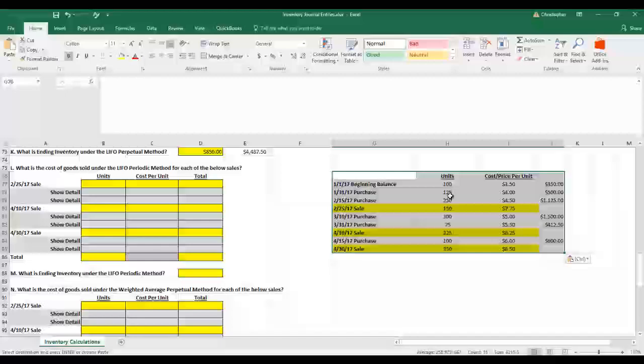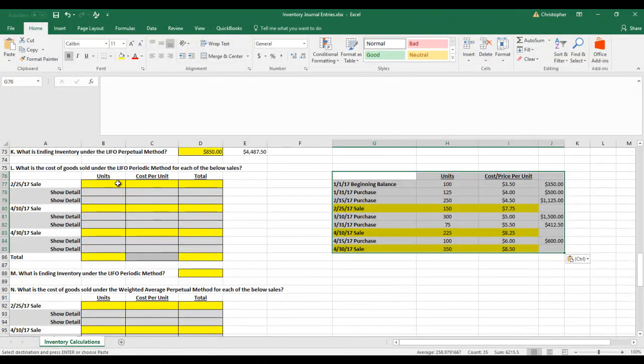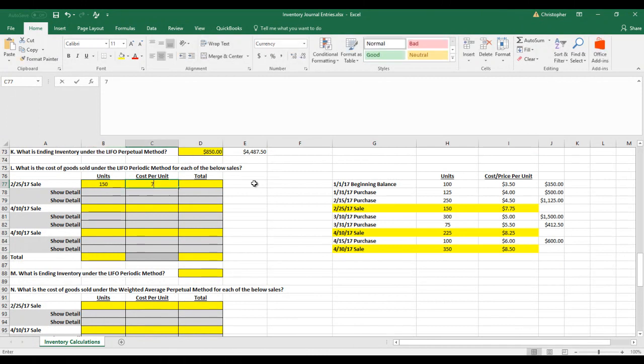So I'm just copying over the data set again so we can work with it. For sale 1, we're selling 150 units at $775. And now, again, with LIFO periodic, we start with the absolute last layer. It doesn't matter when the sale took place. So we're going to start with the 415.17 purchase. We have 100 units there that cost us $6 a piece.